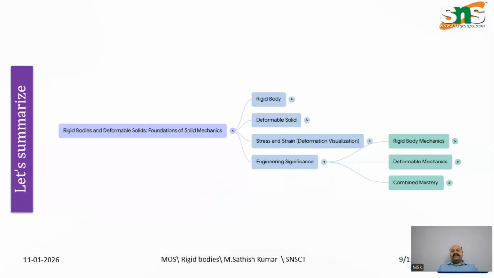Here we have a small mind map to recollect or summarize today's topic. We have learned something on rigid bodies and deformable bodies, the foundation of solid mechanics, which goes into rigid body, deformable body, stress and strain, as well as engineering significance. It is very important to study the engineering significance of rigid body mechanics, deformable body mechanics, and combined mastery.